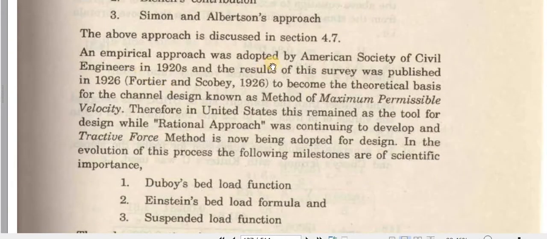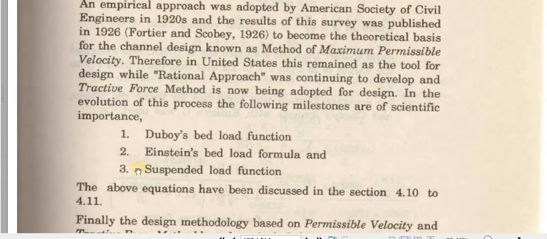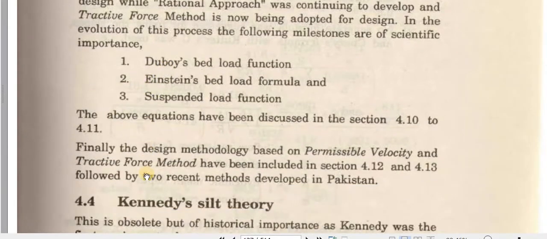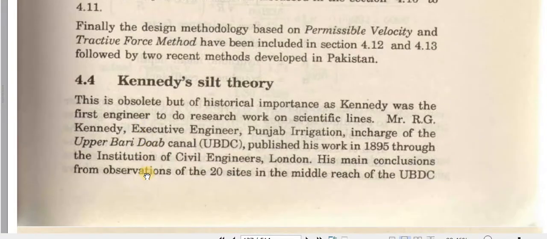There is an empirical approach which was adopted by the American Society of Civil Engineers in 1920, and results of a survey were published. So on the basis of the method of maximum permissible velocity, in the United States this remained a tool for design, while the rational approach was continuing to develop. Nowadays tractive force method and Lacey regime theory are working. There are other theories like Debye function, Einstein function, suspended load function, and we will study them. So first of all, Kennedy silt theory.